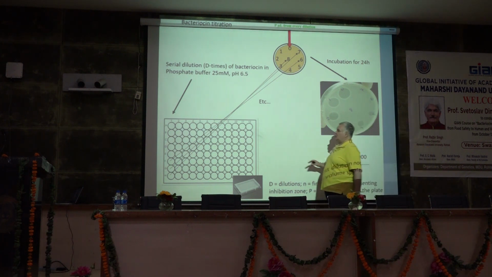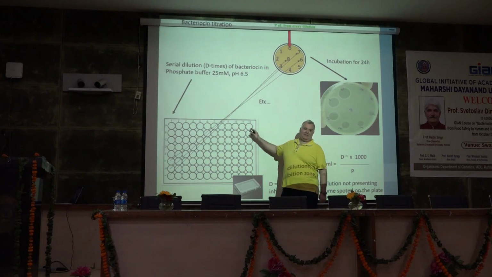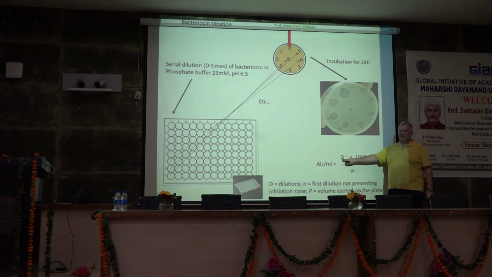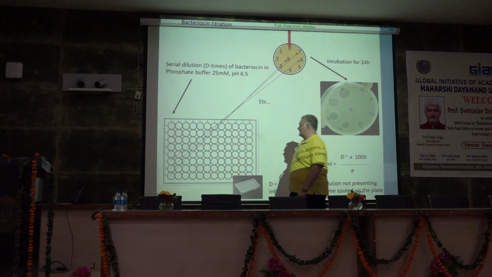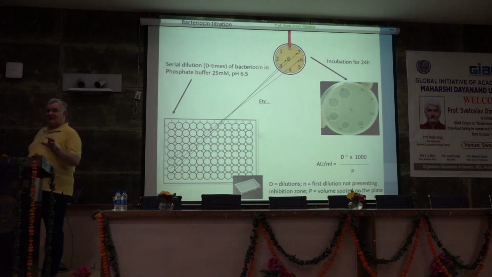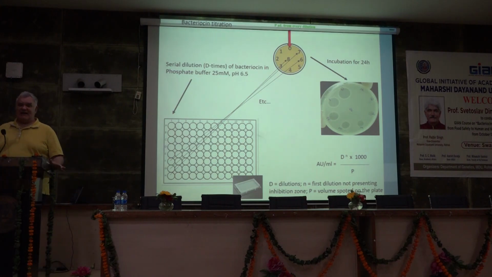You can dilute up to 16 times, or you can do it a different way. You don't make a 2 times dilution, you make a 10 times dilution here. In this way, you need to pay attention that D will be 10, not 2, and then you can have a few more results as well.